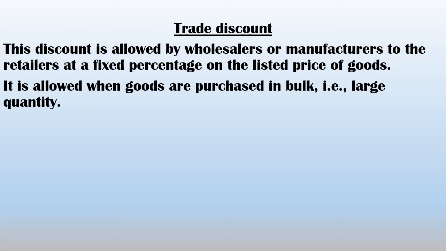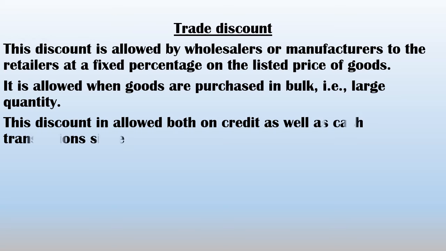So when the retailers purchase in bulk, which means not just one packet of some commodity or product, but in large quantity, like maybe 100 units or 200 units, this kind of trade discount is allowed on the list price of the goods only when the retailers buy the goods in large quantity.